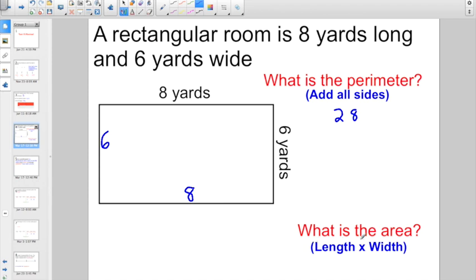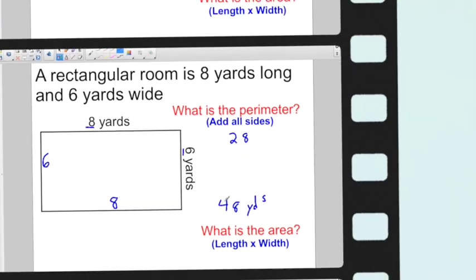But what is the area? Remember, area, you do length times width. 8 times 6 is 48. And because it is an area problem, you want to make sure that you label it in square yards. There's a difference between plain yards and square yards for area.